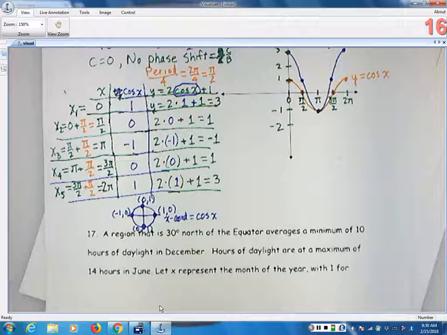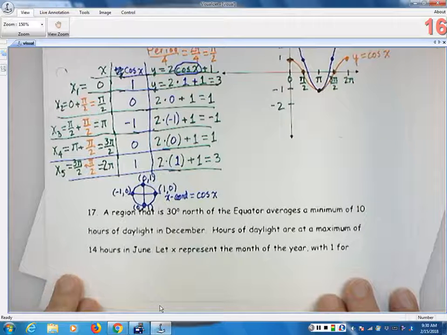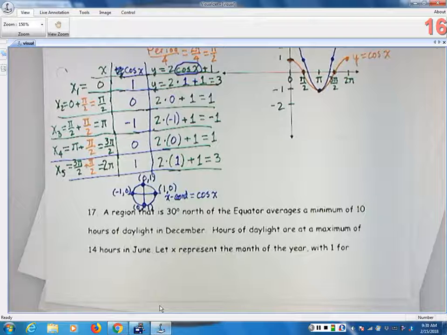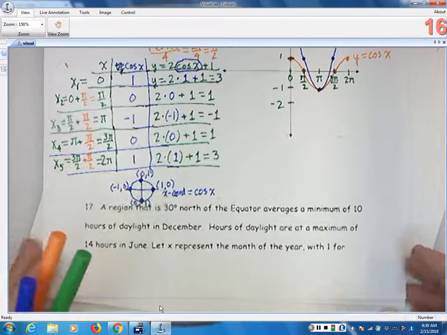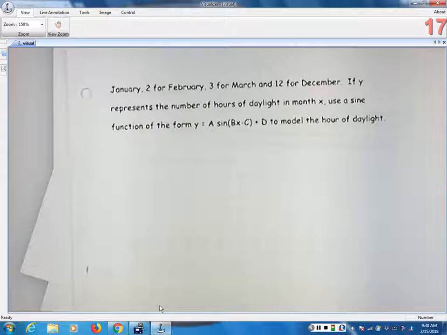A region that is 30 degrees north of the equator averages a minimum of 10 hours of daylight in December. Hours of daylight are at a maximum of 14 hours in June. Let x represent the month of the year, with 1 for January, 2 for February, 3 for March, 12 for December. If y represents the number of hours of daylight in a month, use a sine function in the form y equals A sine of Bx minus C plus D to model the hours of daylight.